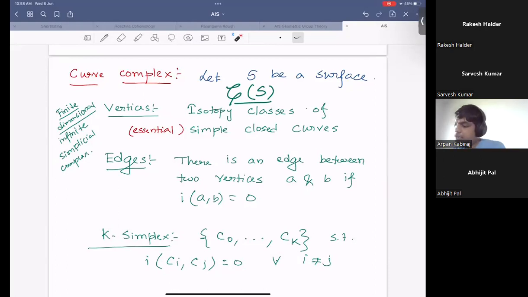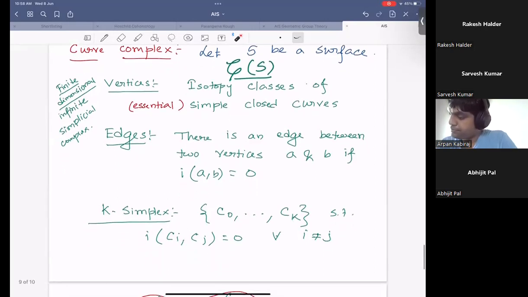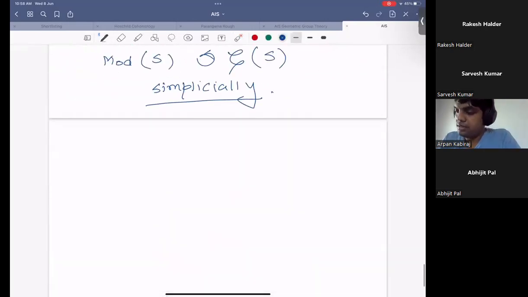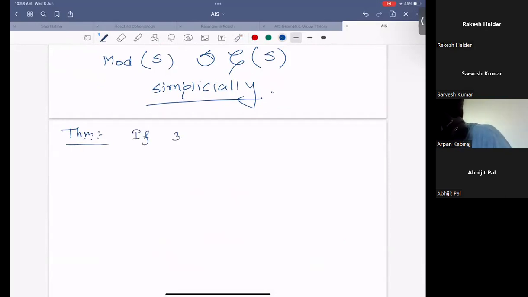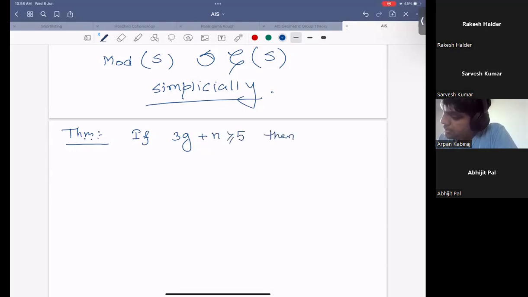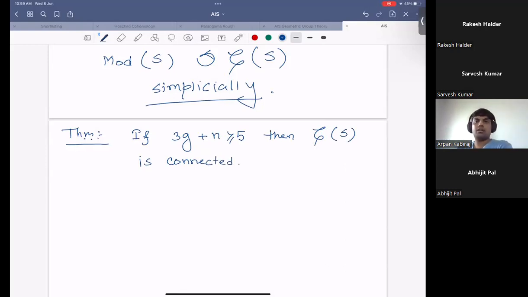So first let me prove that this curve complex is connected. Let me write down this result. So this is a lemma or theorem. I need one technical condition. Let me check the technical condition. Yeah. So if 3g plus n, or g plus n, is greater than or equal to 5, then this is connected.